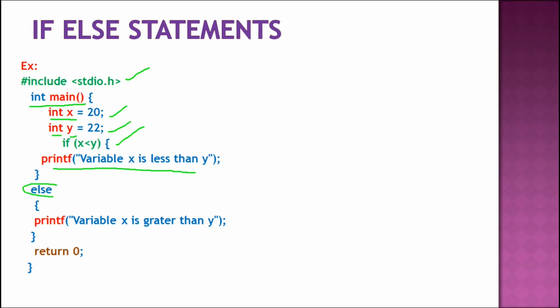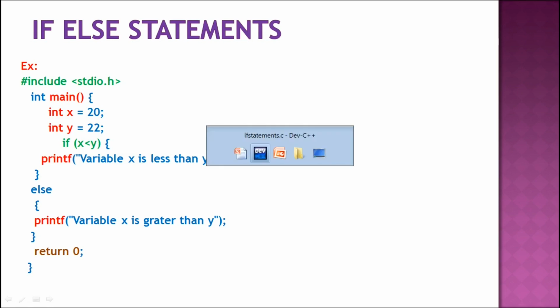Else, if the condition is not satisfied, meaning x is not less than y, then we ask to print the variable x is greater than y. Then we ask to return the value 0 if it is successful. Our program is okay. Let us jump into our IDE.